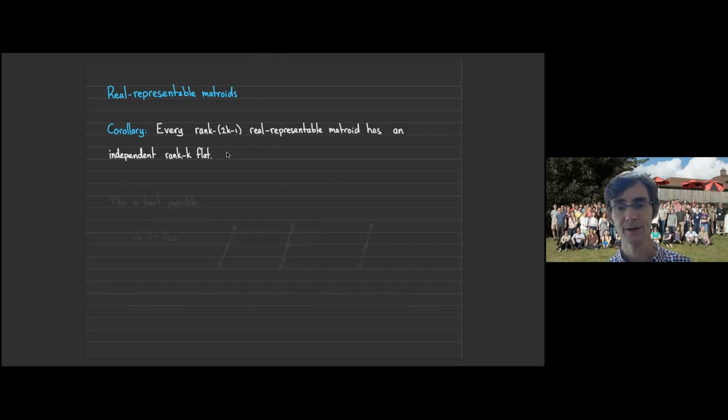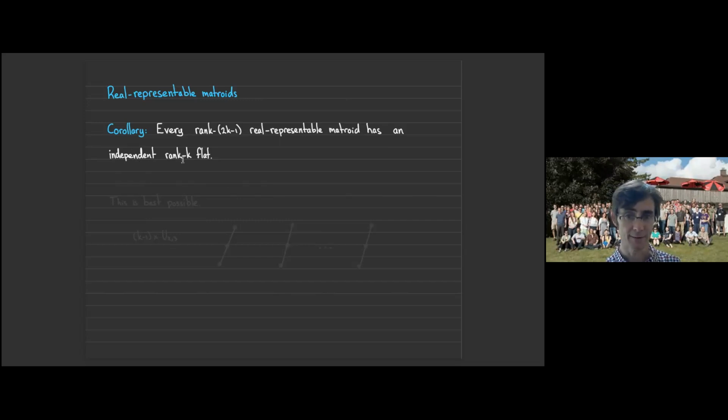And you can just generalize this. You can go in higher rank and just sort of repeat. With the same technique, you can prove that every rank 2k minus 1 real representable matroid has an independent rank k flat. So if you had an independent rank 3 flat, that would be a 3-point plane, and an independent rank 2 flat is a 2-point line. So this is the natural generalization to higher ranks.